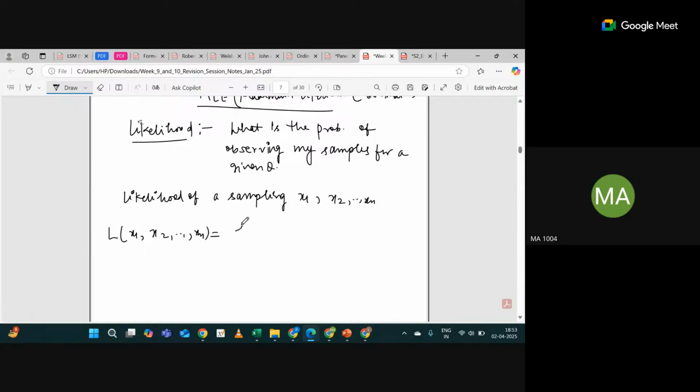This is nothing but the probability of observing your samples, meaning fx of x1 times fx of x2 and so on up to fx of xn. In general, I will write the product for i equal to 1 to n of fx of xi. This can be discrete or continuous. If it's discrete, you have to use the PMF. If it's continuous, you have to use the PDF.